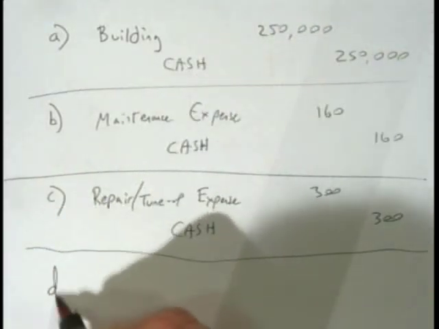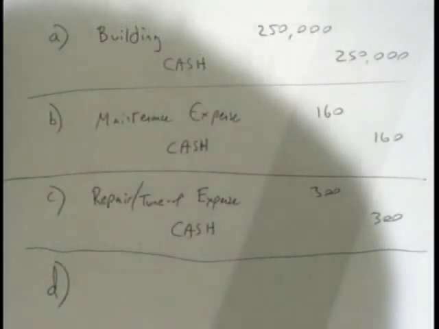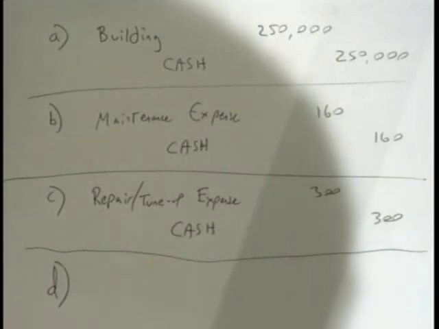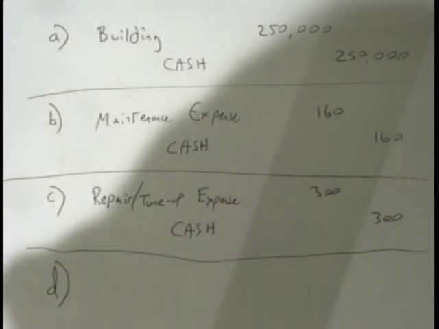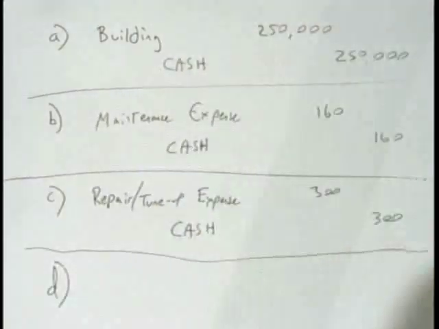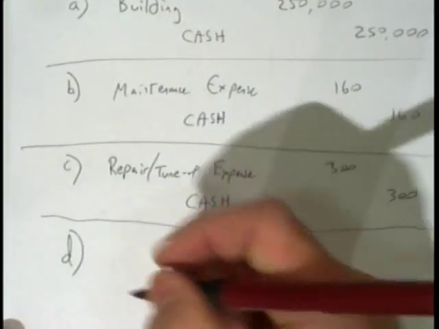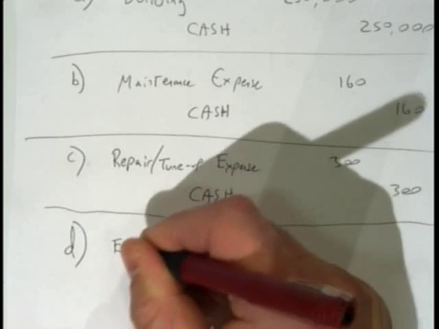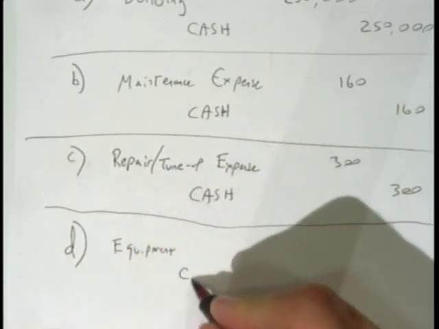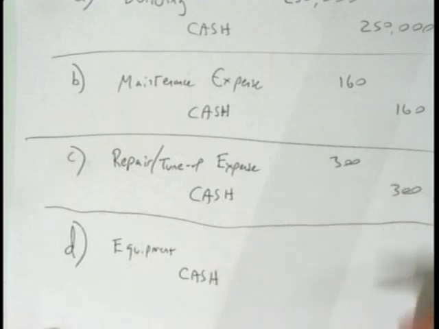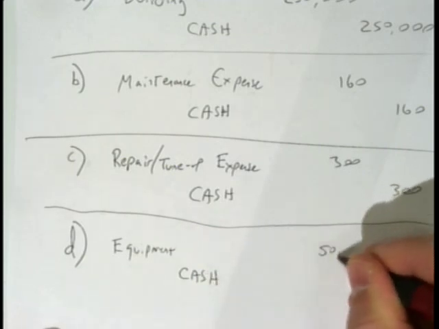Okay, what about D? Paid $50,000 cash to replace a compressor on a refrigeration system that extends its useful life by 4 years. That's definitely a capital expenditure, correct? Right? So we capitalize it. That means we would debit something like equipment or compressor or something. And this is what, $50,000?